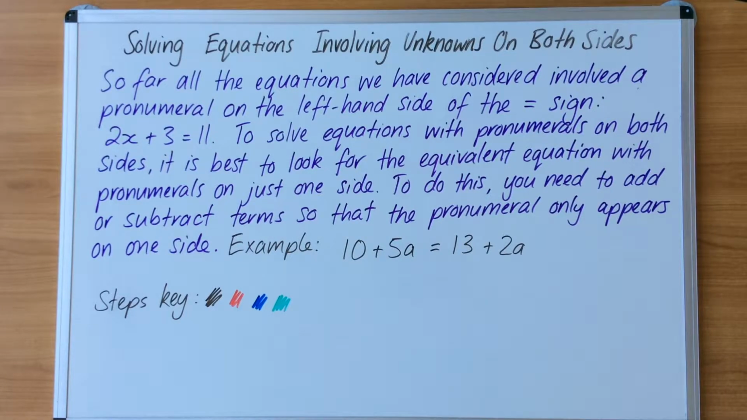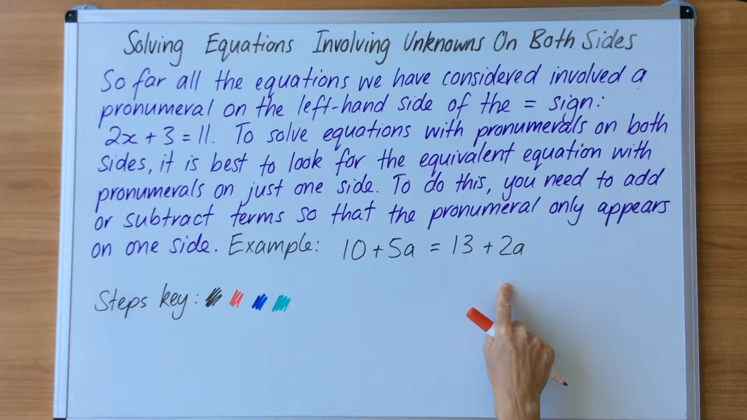To solve equations with pronumerals on both sides, it is best to look for the equivalent equation with pronumerals on just one side. To do this, you need to add or subtract terms so that the pronumerals only appear on one side. So let's have a look at this example here using this steps key. So we have 10 plus 5a equals 13 plus 2a. So we want letters on the left, numbers on the right.